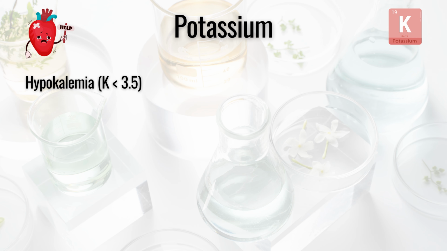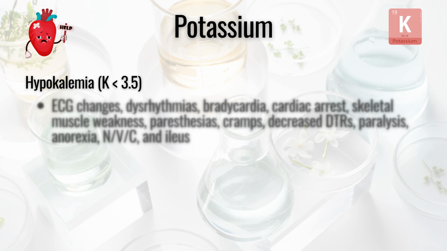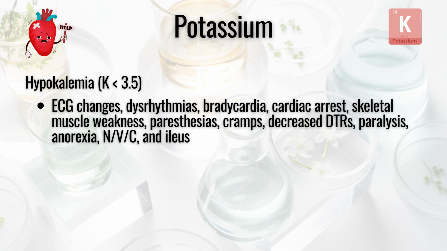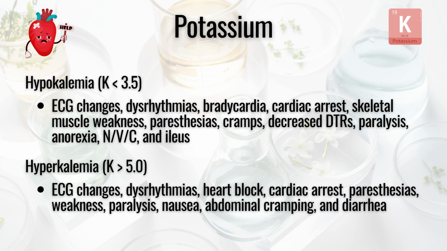Hypokalemia, or serum potassium levels less than 3.5, can manifest as ECG changes, dysrhythmias, bradycardia, and even cardiac arrest. Non-cardiac manifestations include skeletal muscle weakness, paresthesias, cramps, decreased deep tendon reflexes, paralysis, as well as anorexia, nausea, vomiting, constipation, and ileus. Hyperkalemia, or potassium greater than 5, can cause ECG changes, dysrhythmias, heart block, cardiac arrest, paresthesias, weakness, paralysis, nausea, abdominal cramping, and diarrhea. Again, despite being opposite problems, both high and low potassium yield many overlapping symptoms.